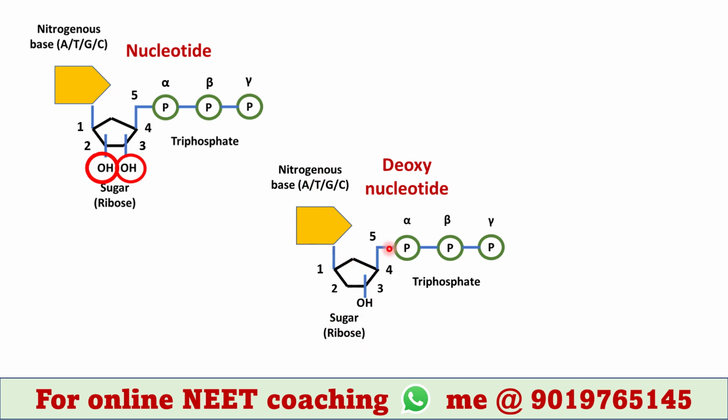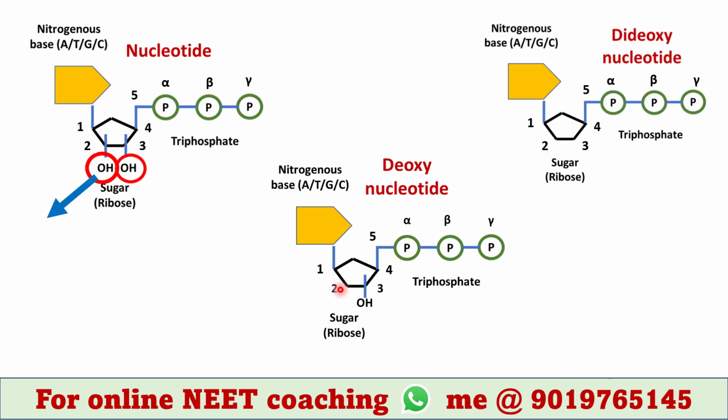Deoxynucleotide because this hydroxyl group of 2' position of the sugar is removed like this. When hydroxyl group of both 2' and 3' position are removed like this, it is called dideoxynucleotide. Di means 2.